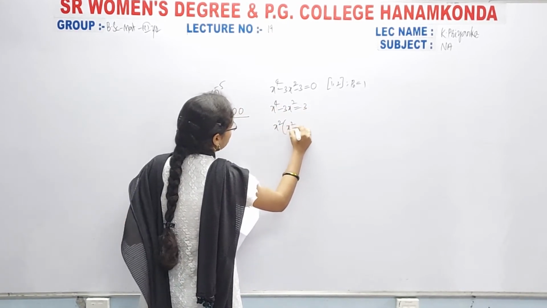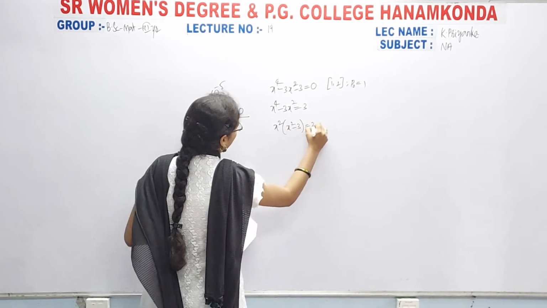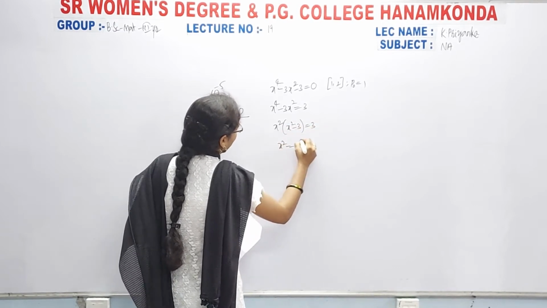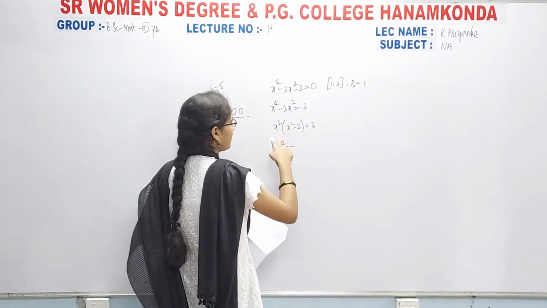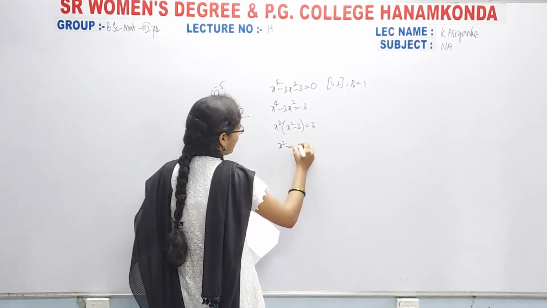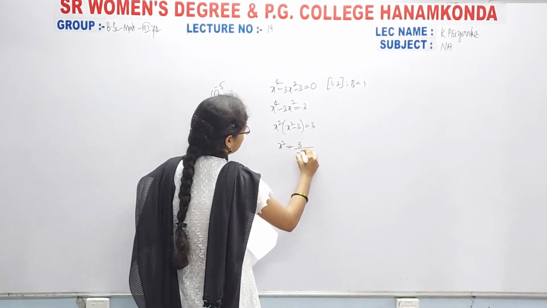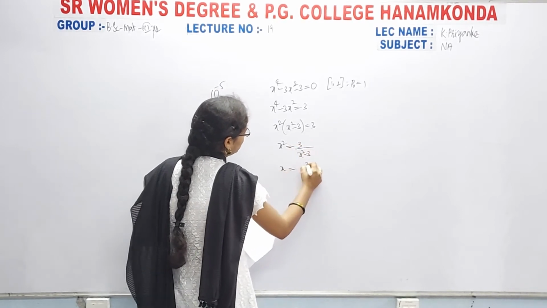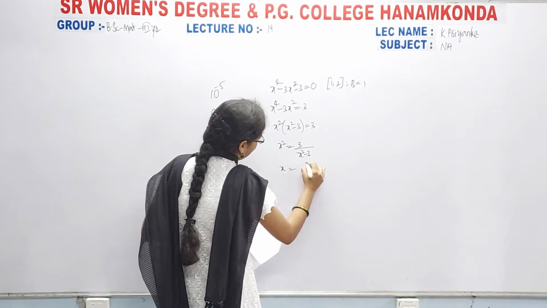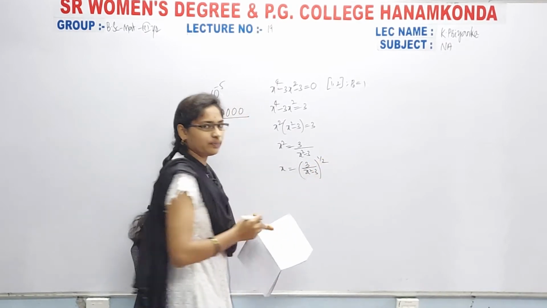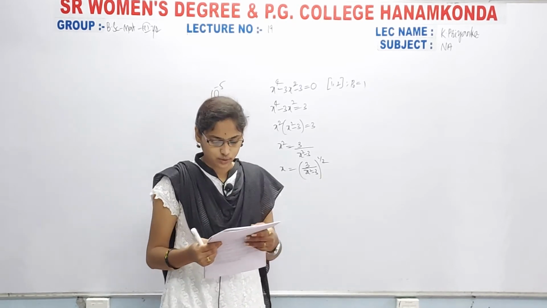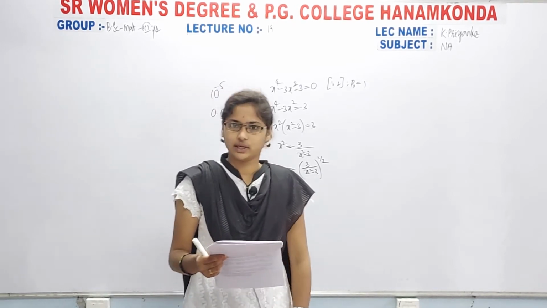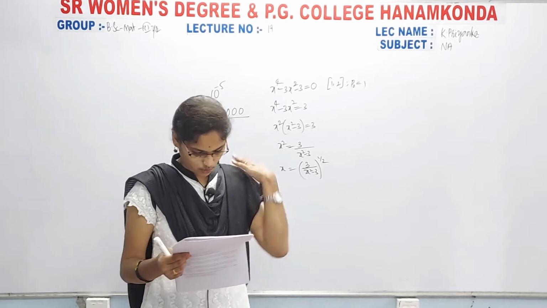So here, x power 4 minus 3x square equals 3. Now we take x square common, and from this x square equals 3 by (x square minus 3), so x is equal to (3 by (x square minus 3)) whole to the power of 1 by 2. Like this you can take, and here x is equal to g(x). Substitute first the P0 value, then P1, P2, P3 and so on.